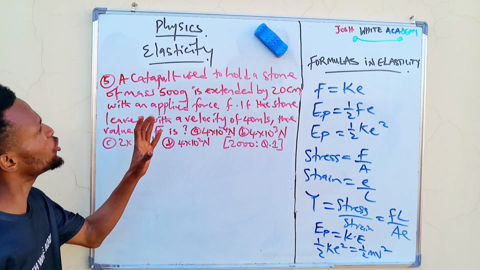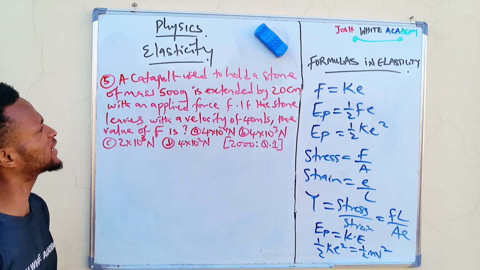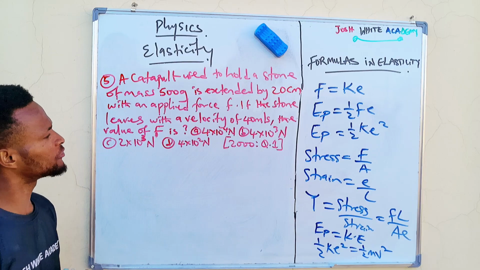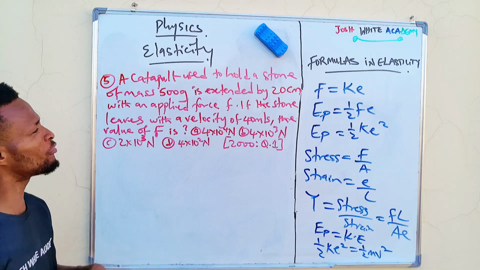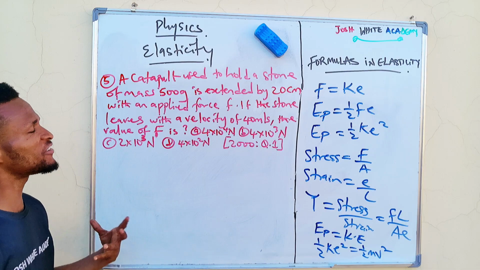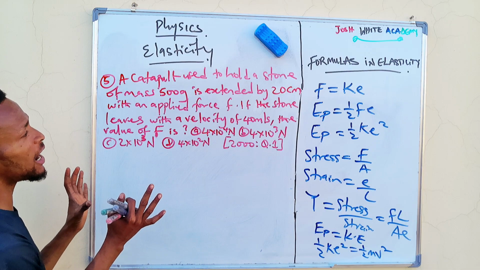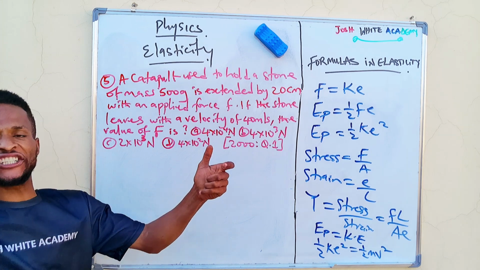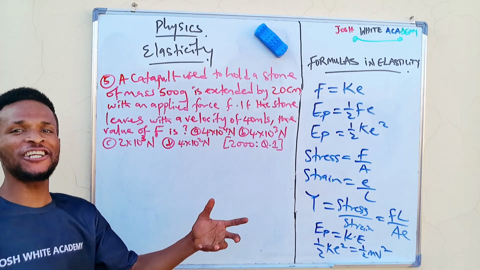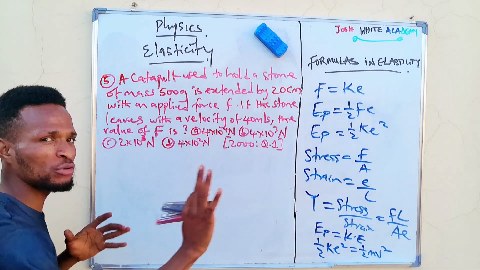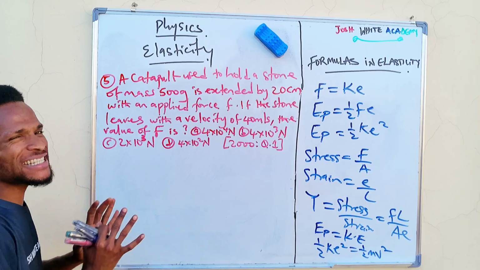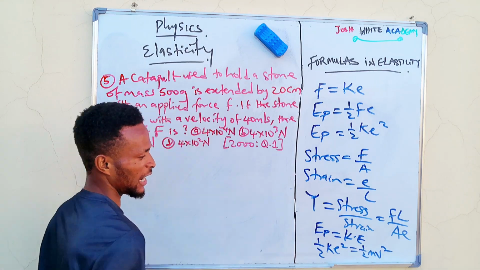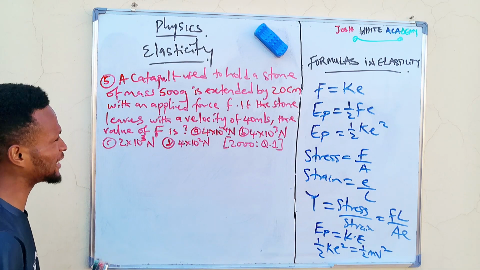A catapult used to hold a stone of mass 500 grams is extended by 20 centimeters with an applied force F. If the stone leaps with a velocity of 40 meters per second, the value of F is... This is a scenario where the elastic potential energy in a stretched catapult is converted into the kinetic energy of the propelled stone. So in a case like this, you must relate both energies as rightly stated here. So let's write our data down first.